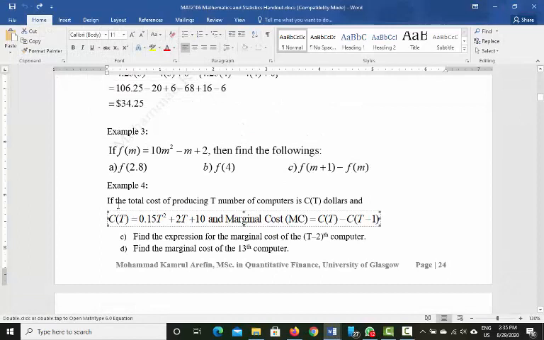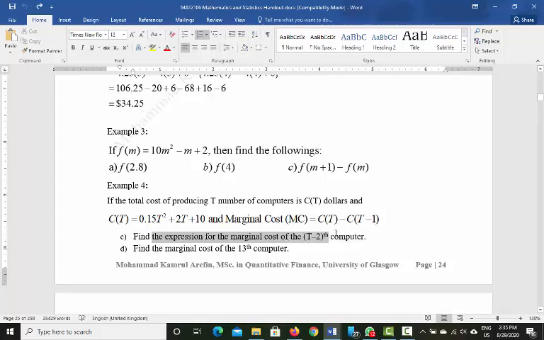Example 4: if the total cost of producing t number of computers is C(t), this is the total cost function to produce t computers, and obviously we know this one is the marginal cost function. The question is asking: find the expression for the marginal cost of the t minus 2th computer.